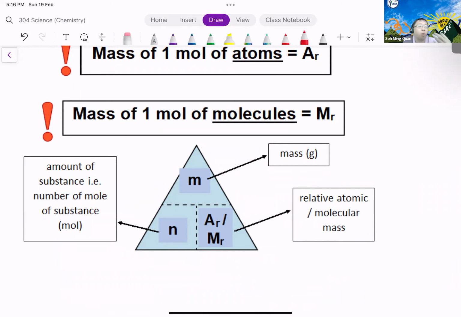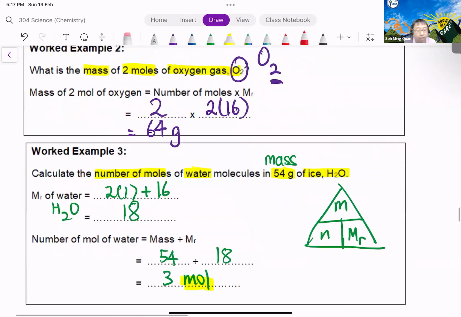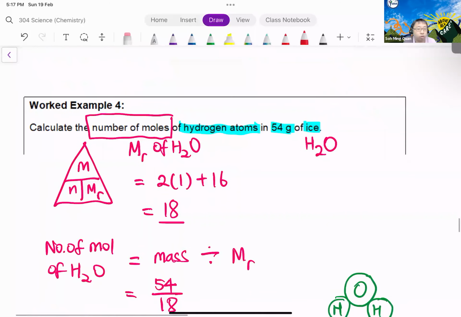Let's say you want to find mole. You cover N, because N is the number of moles. You cover N, you have mass over MR. So you take the mass, divide by the MR. Okay, so we have done a number of questions like this in the notes. Make sure you go through.